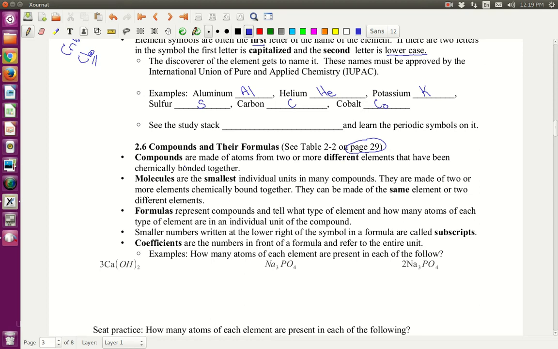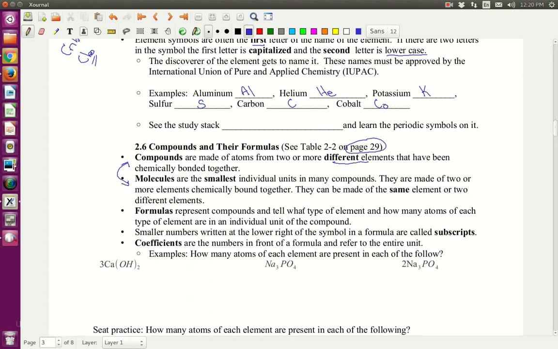Please let me know. Compounds are made of atoms from 2 or more different elements. Molecules are the smallest individual units. Many molecules are made of 2 or more elements chemically bound together, and they can be made of the same element or 2 different elements. So you see there's some crossover between these 2 terms, so I'm not going to worry about perfection in that. We're going to just refer to both of those.